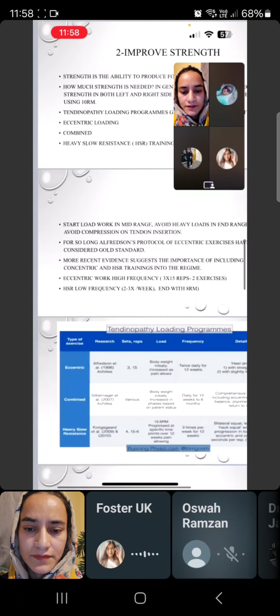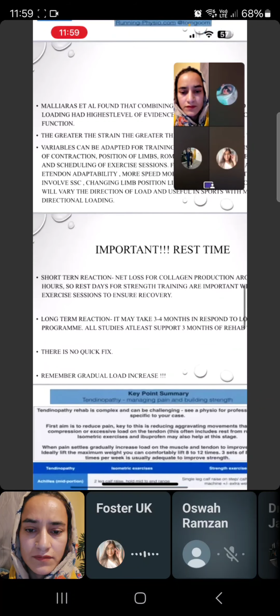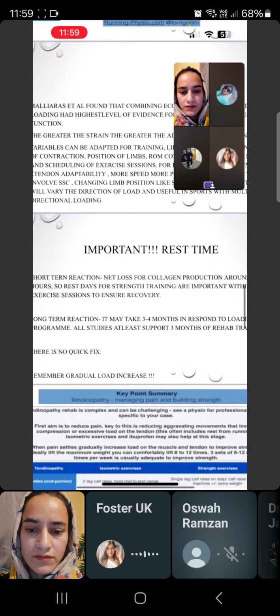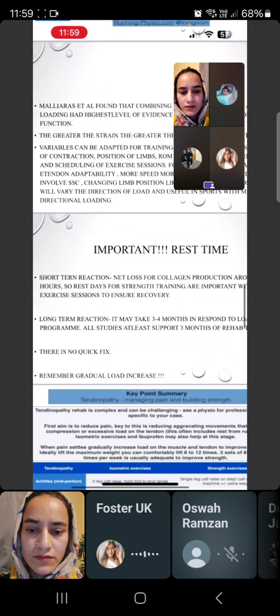Moving back to our point, which was about rest. That's a very important point. Rest time. You have to think about the short term reaction of your tendon and the long term reaction of your tendon. Short term, net loss for collagen production is around 24 hours. So at least give them a day off for the tendon to recover. You have given them the loading work, they have done the exercises in a day. Now their tendon is going to need that 24 hours to recover the collagen it has used.